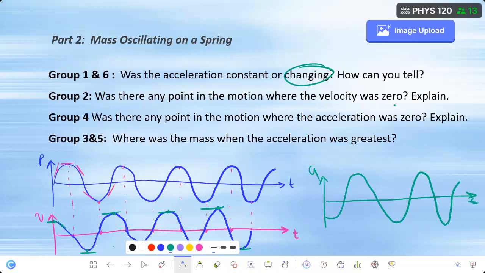Was there any point in the motion where the velocity was 0? You remember where the velocity was 0? Here the velocity is 0. When it's moving up and down, when it goes up, it stops and changes its direction. When it goes down, it stops and changes its direction. The spring was moving up and down. The velocity at those points was 0, but when the velocity was 0 at this point, the acceleration had its maximum. Good?